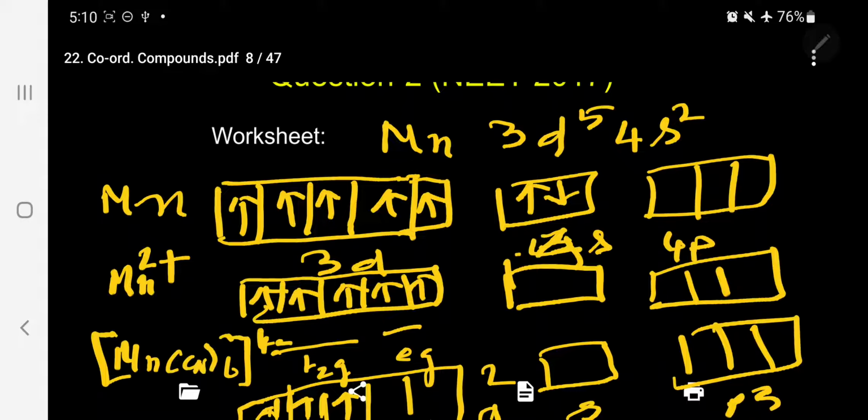Kindly follow. This is the way you can easily understand. Please understand now. The answer is d2sp3. This is the easiest way you can analyze.